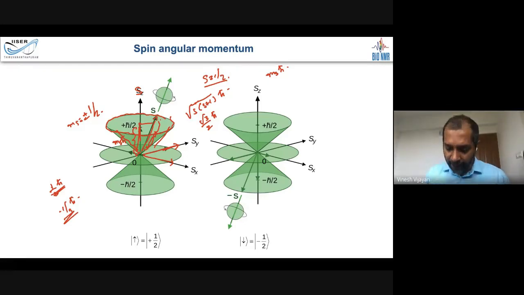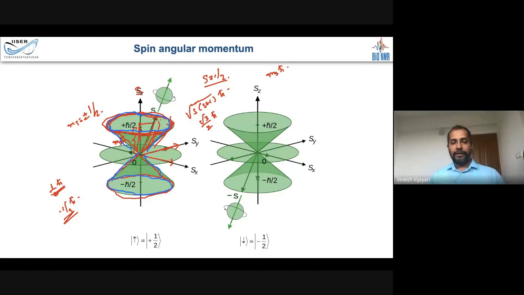This is the relation. And why do we have this in a cone? Since we do not know, this vector can be anywhere in this cone and still satisfy these two relations: root 3 over 2 H cross, and half H cross or minus half H cross. If it is plus half H cross, this is the cone it will trace, the top one. If it is minus half H cross, this is the cone it will trace. Okay, so that is what we have.